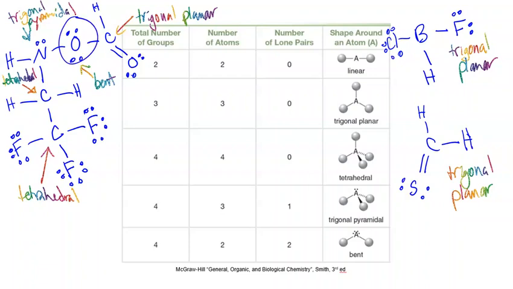Then we have the oxygen right here that has 4 groups. 2 of those groups are atoms and 2 of those groups are lone pairs, so that would be bent. Then we have the nitrogen right here, 4 groups, and 1 of those groups is a lone pair, so that would be trigonal pyramidal. Then both of these carbons are connected to 4 groups, so both of these carbons would be tetrahedral.